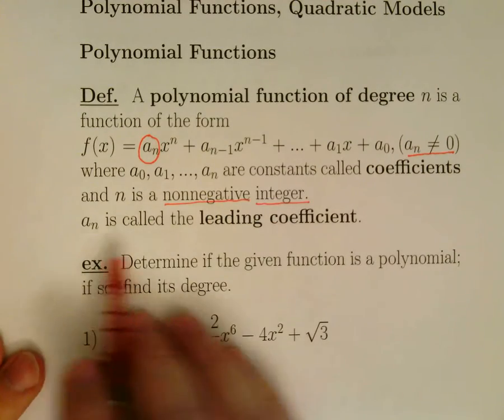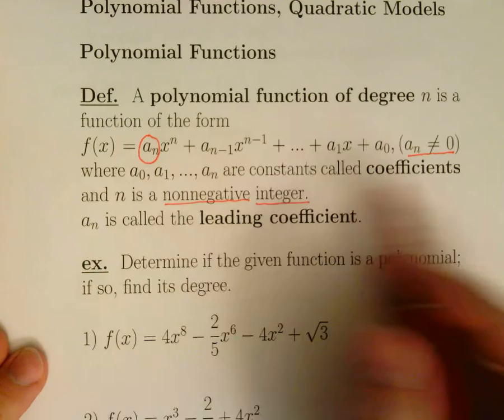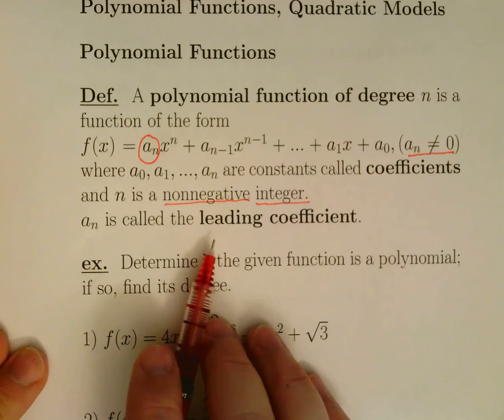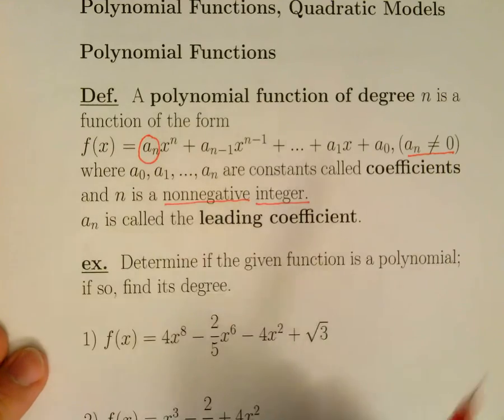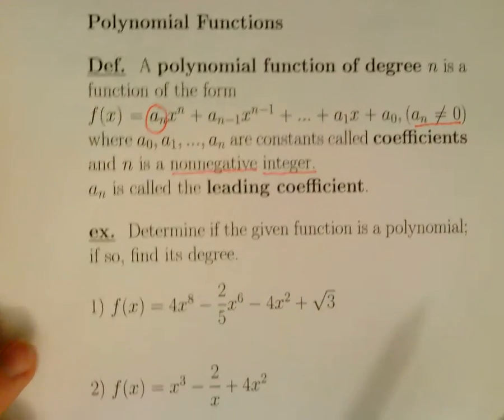And a sub n, the first one, the one that I have highlighted there, the one that's not 0, also has a special name called the leading coefficient. The word leading means it deals with the one that's the highest degree. It'll make more sense when we start doing some examples.